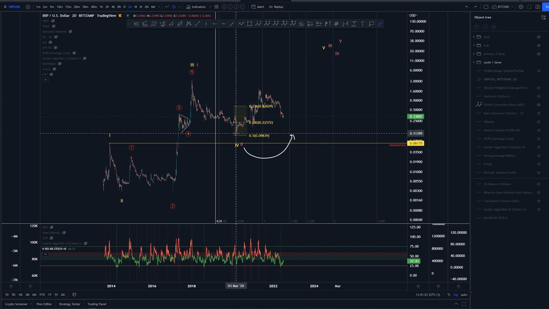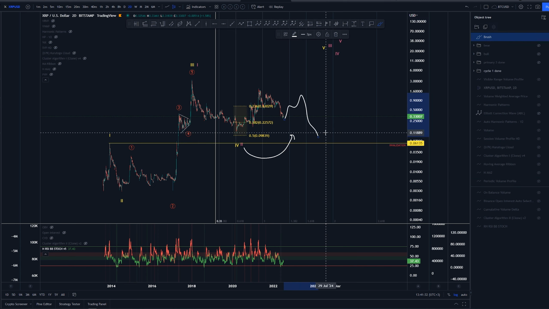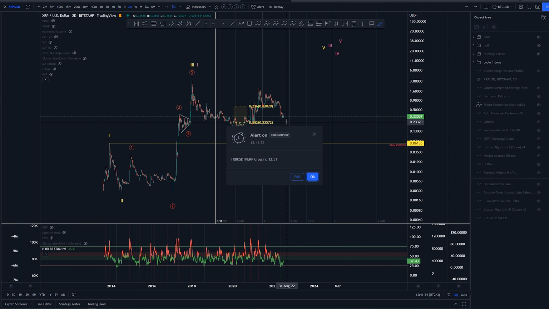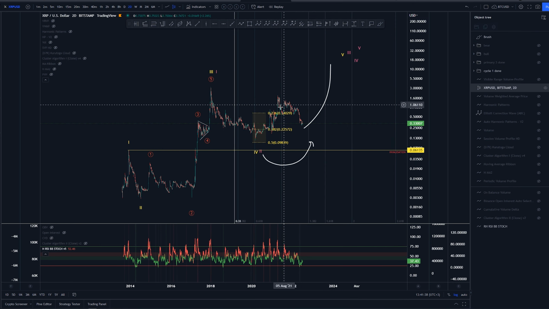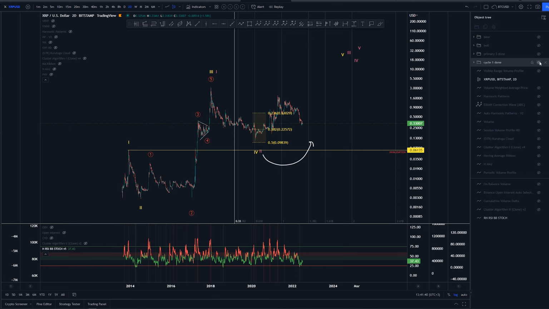Wave 2 is either around these lows at March 2020 or the lows that we are about to make here. We're either going to be making them like so, or just creating another low here and then getting higher. But we'll look into these possibilities in just a moment.